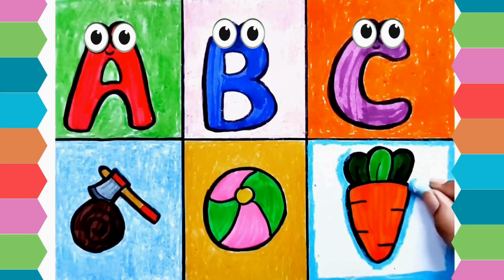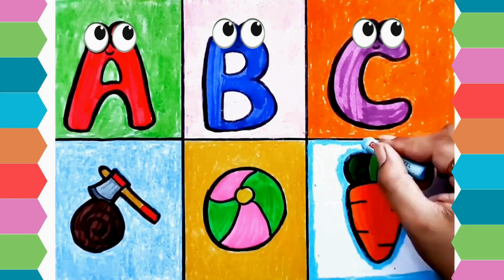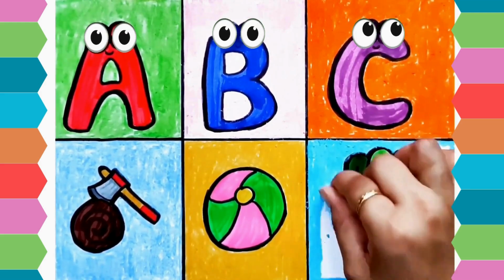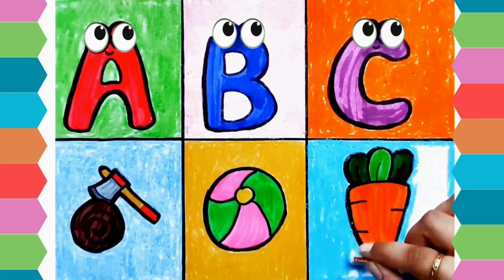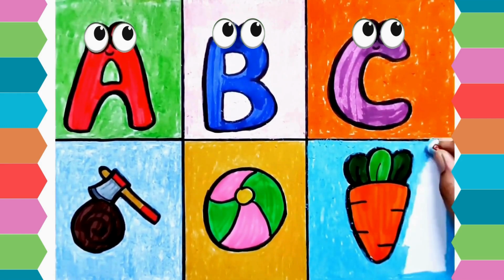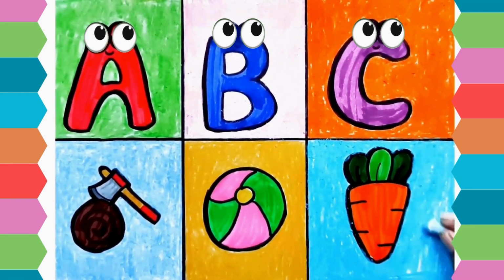M is for monkey swinging on the vine. N is for nest where birds recline. O is for orange, so juicy sweet. P is for pen that lets ideas meet.